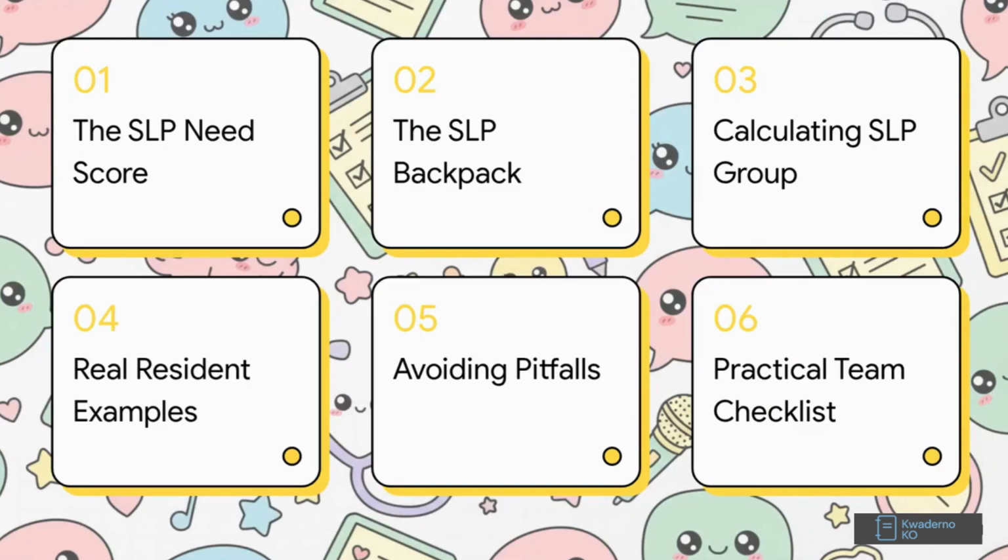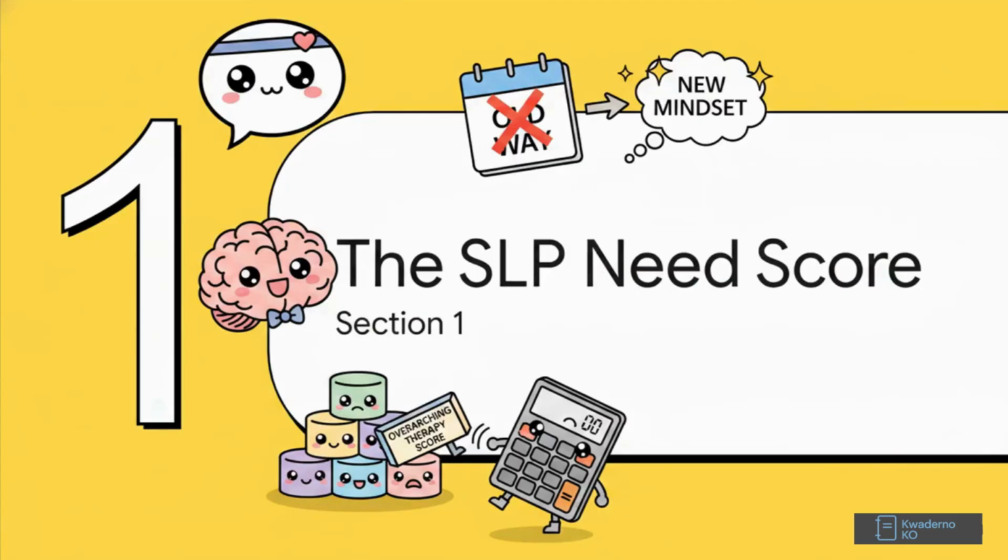Okay, let's dive into this. We've got a quick 6-step roadmap today. We'll define the need score, unpack the SLP backpack, calculate the group, look at real resident examples, tackle common pitfalls, and wrap up with a practical team checklist. All right, first up, the SLP need score.